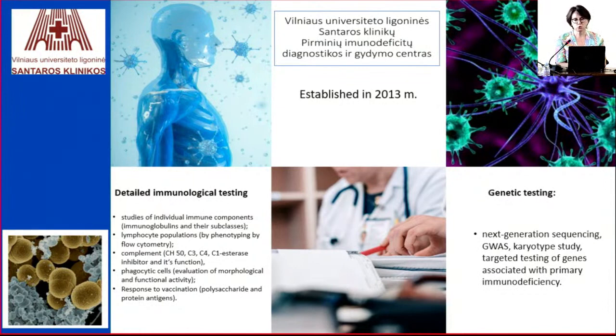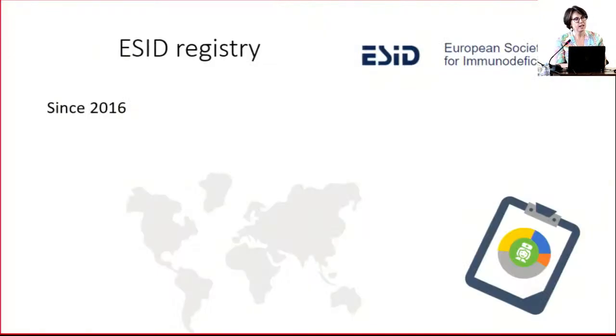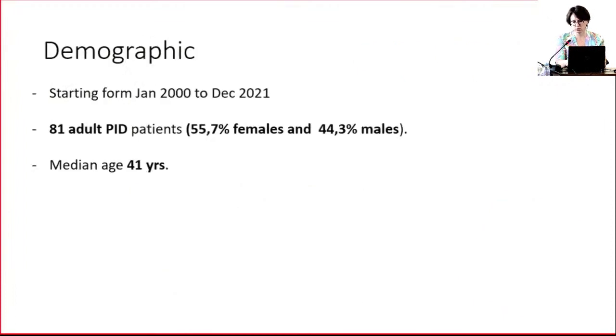At our center, we can do quite a lot of things: detailed immunological testing applying various techniques, and also, I would say, very good genetic testing possibilities, although human resources and money are always in short supply, as probably everywhere in the world. We have also been participating in the registry of the European Society for Immunodeficiencies since 2016, so our patients' data goes into the European registry.